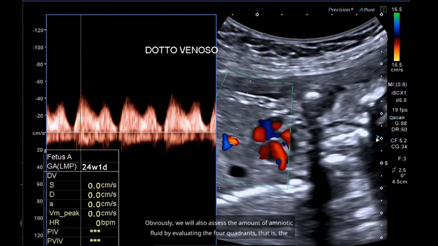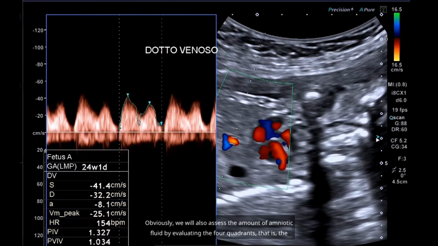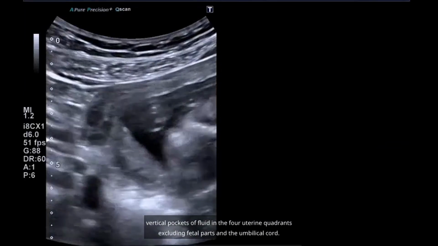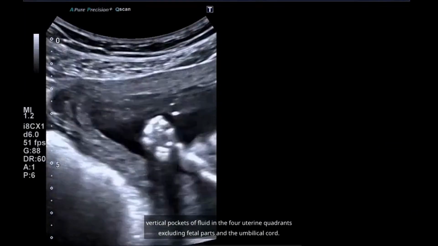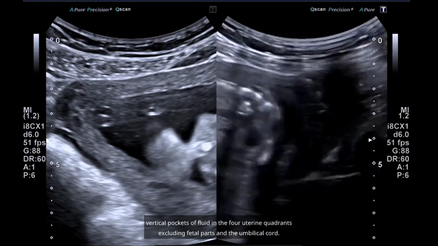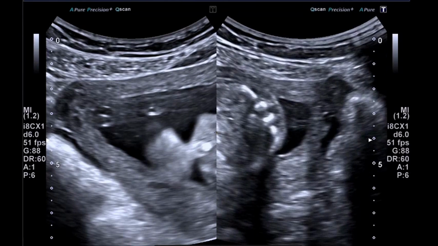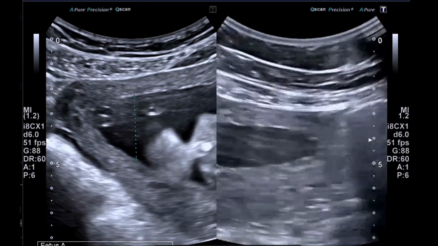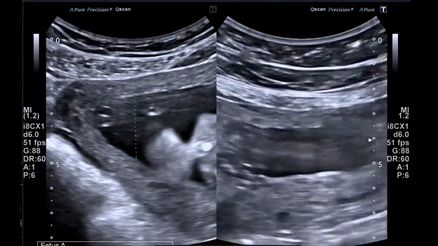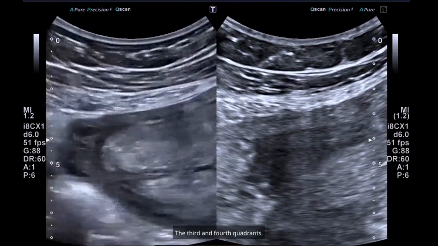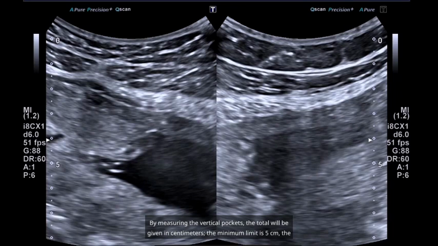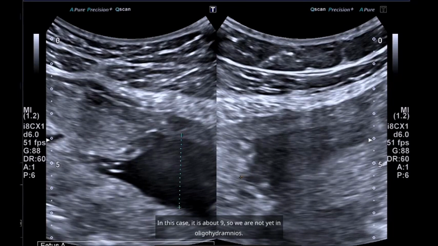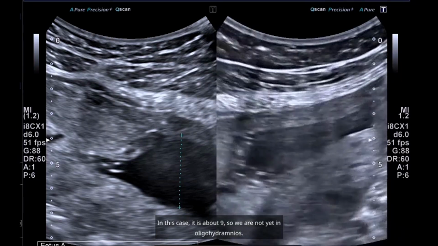Obviously, we will also assess the amount of amniotic fluid by evaluating the 4 quadrants, that is, the vertical pockets of fluid in the 4 uterine quadrants, excluding fetal parts and the umbilical cord. These are the first 2 quadrants. The 3rd and 4th quadrants. By measuring the vertical pockets, the total will be given in centimeters. The minimum limit is 5 centimeters, the maximum is 25. In this case, it is about 9, so we are not yet in oligohydramnios.